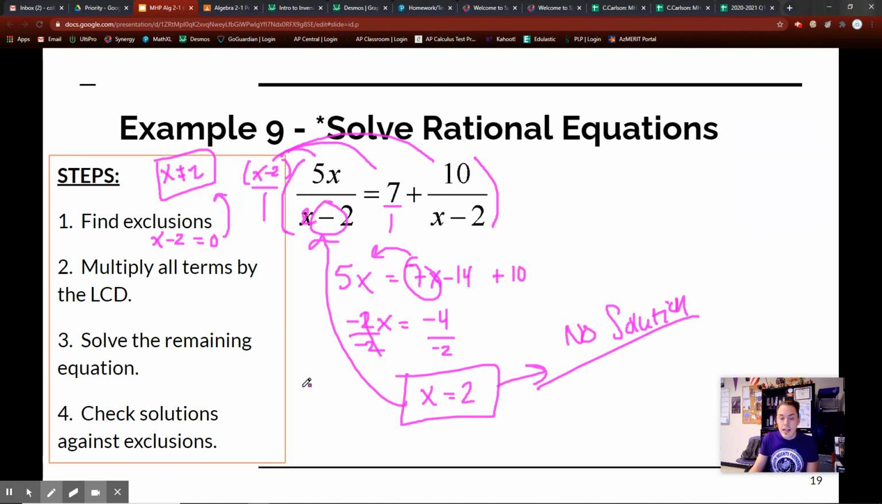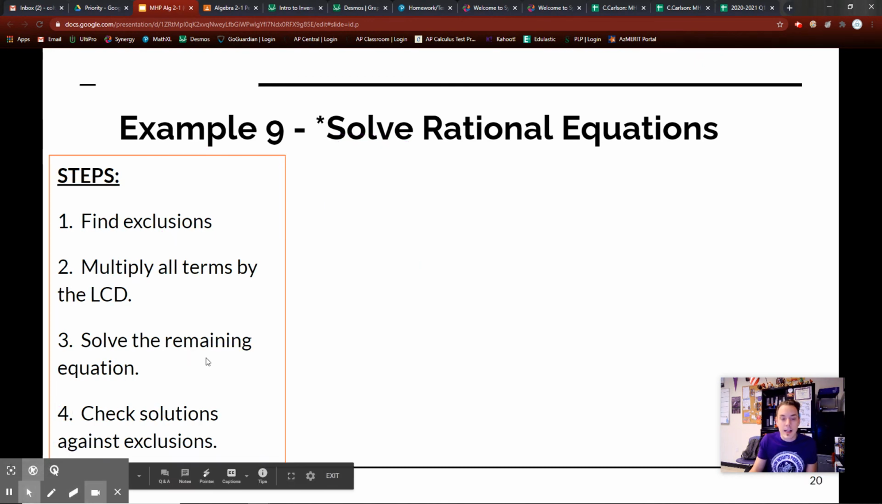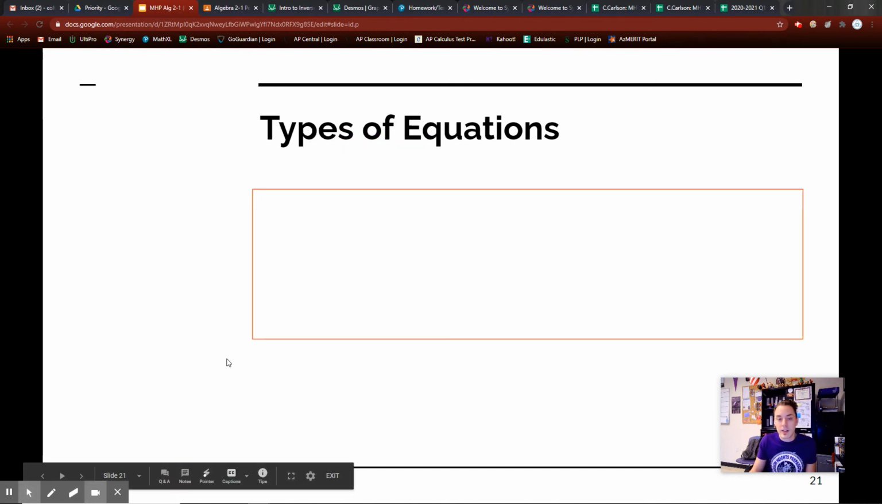All right. So that's what we did in step 4. We checked against the exclusion. Since my answer was the exclusion, it's a no solution. So this is my actual answer. Okay. So they're fun. I like these questions. We're going to do more about this in Algebra 2.2. So hold on tight. But let's get back to Algebra 2.1. Again, I'm going to skip this last example. Let's get back to Algebra 2.1. Just finish up some things here.